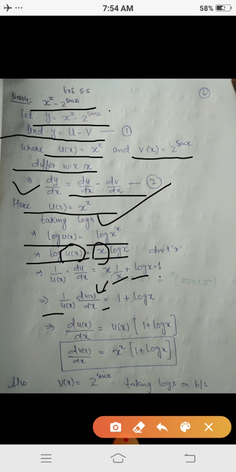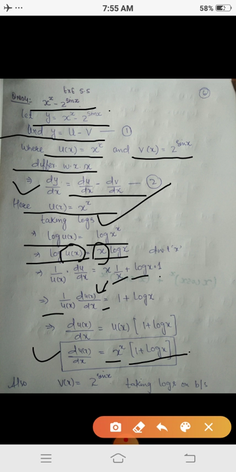Here this u of x is x raised to power x, which implies that du by dx is x raised to power x into 1 plus log x. So in this way we find this du by dx.